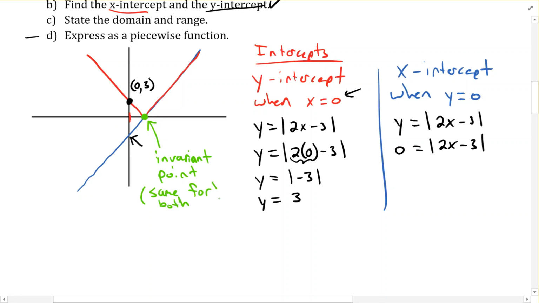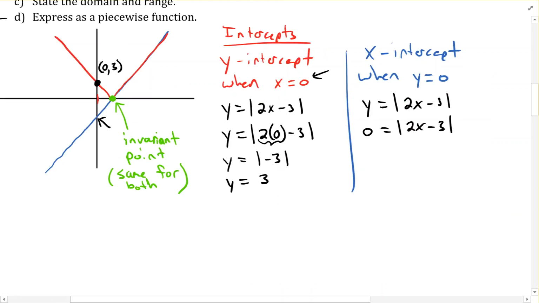So that's why, if you look at what we're doing over here now, you end up with the same solution, because it doesn't matter, right? It's not that you're looking at one function and the other. That point's the same for the absolute value of y is equal to 2x minus 3, and also just y is equal to 2x minus 3. So it stays the same. All right, so let's just keep going.